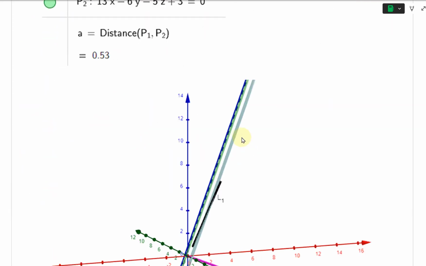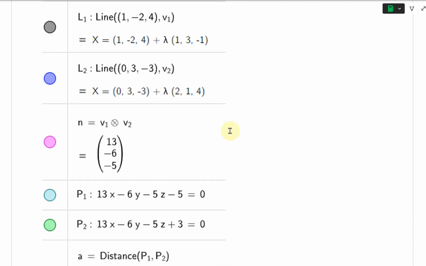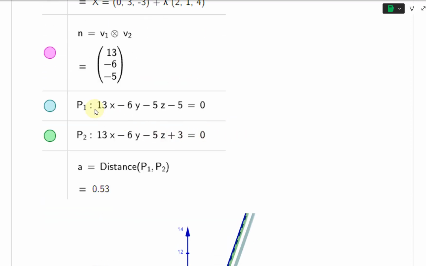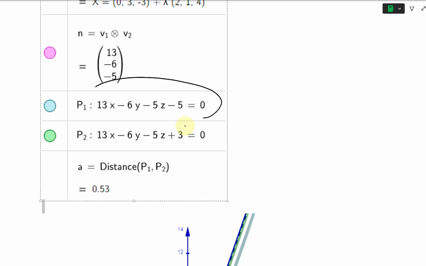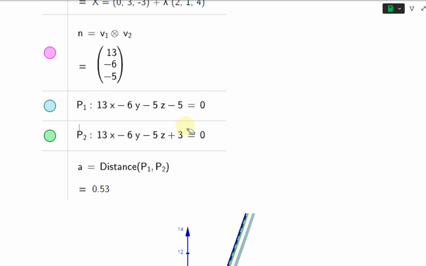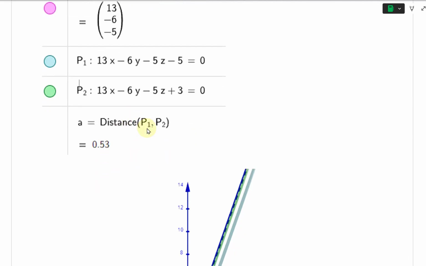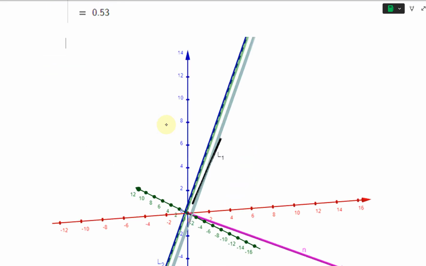It's an absolutely amazing all-in-one calculator right here. And there's the plane P1, 13x minus 6y minus 5z minus 5 equals 0. This one I actually had to solve. I'll solve it soon. And then there's the other one that we had, P2, 13x minus 6y minus 5z plus 3. Because the calculator here only could do distances between planes, not between a point and a plane for some reason. The distance P1, P2 equals 0.53, so you can actually solve the distance directly.